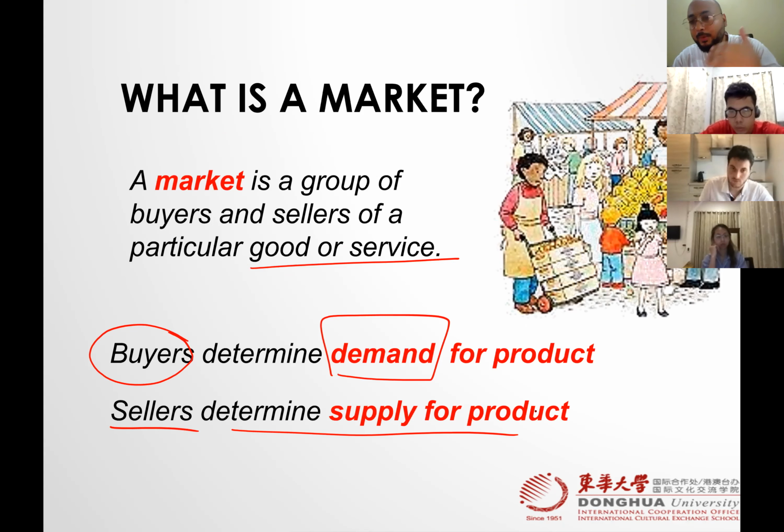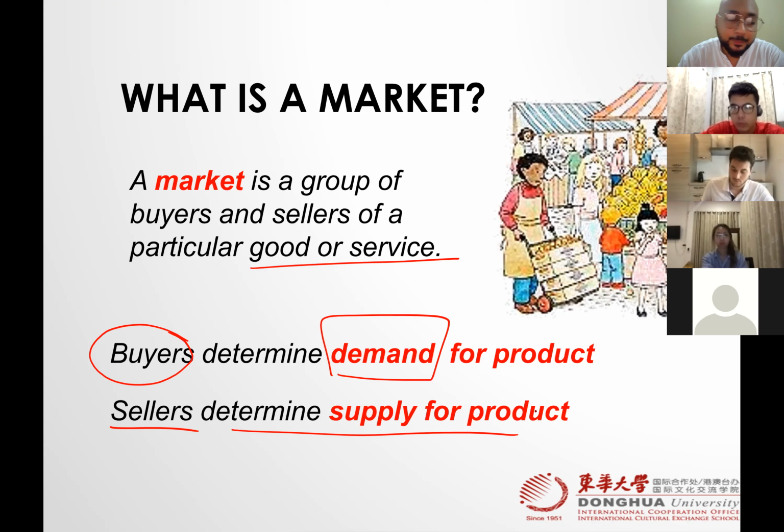And now one more step further. How many units I want to buy is the demand, right? And how many products in units sellers want to sell in that market on that day is called supply.